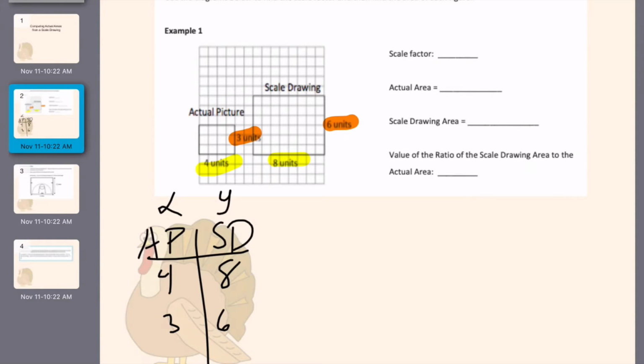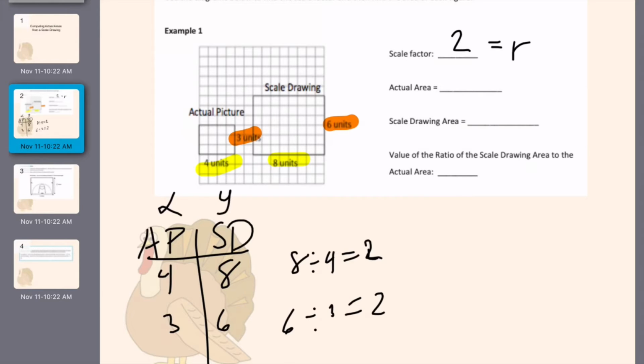Well, I know that my actual picture is going to be my X and my scale drawing is going to be my Y. So if I do 8 divided by 4, I get 2. And if I do 6 divided by 3, I also get 2. So I know that my scale factor is 2, right? And they also call scale factor R, just so everybody knows, okay?